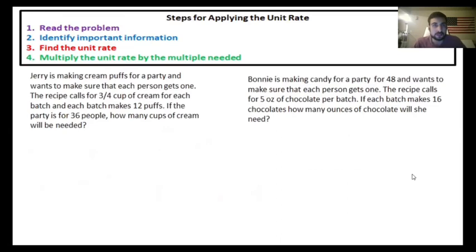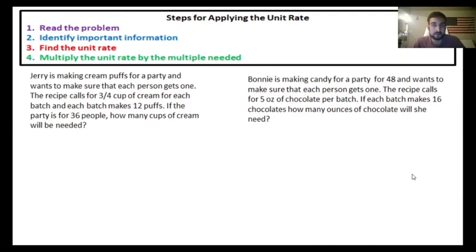All right, so Jerry's making cream puffs for a party and wants to make sure that each person gets one. So every single person here needs to have a cream puff. The recipe calls for 3/4 cup of cream for each batch, and each batch makes 12 puffs. If the party's for 36 people, how many cups of cream will be needed?